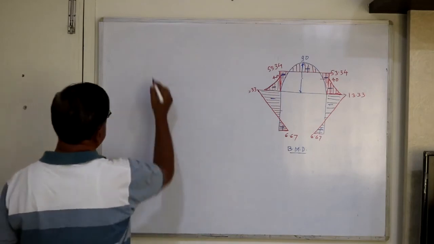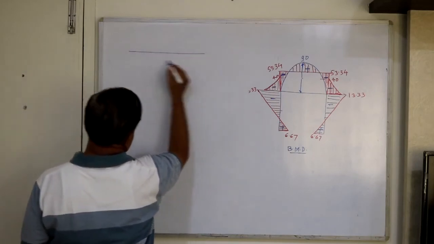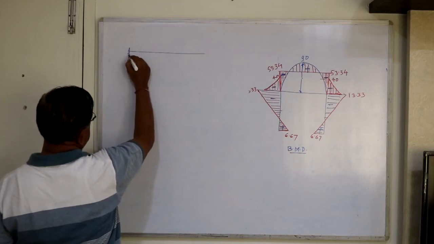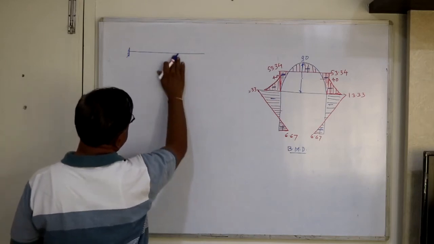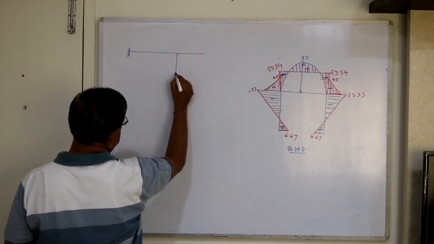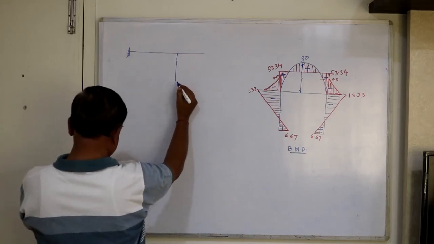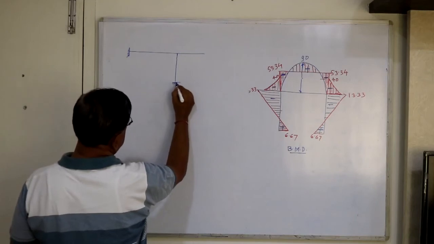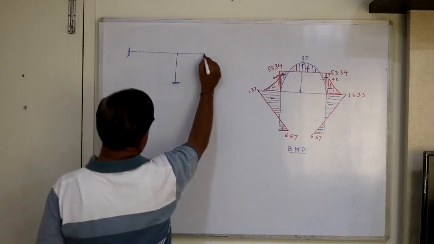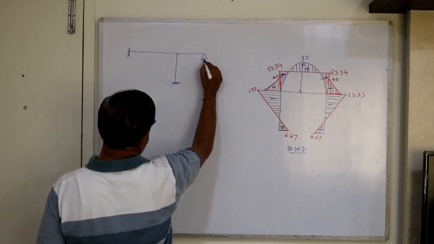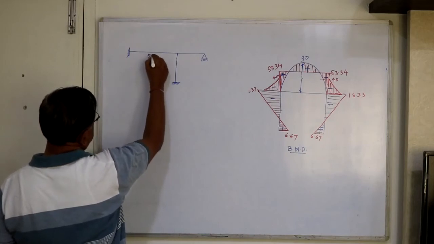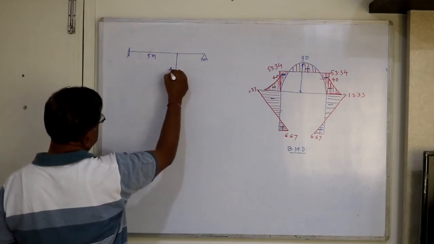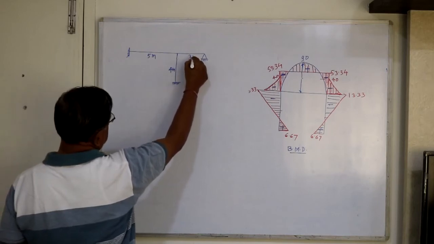So next problem, let's take a simple frame like this. Say this is fixed. This is a vertical member, and let it be fixed. And there is a support hinge here. This is 5 meter length, this is 4 meter, and this is 3 meter.